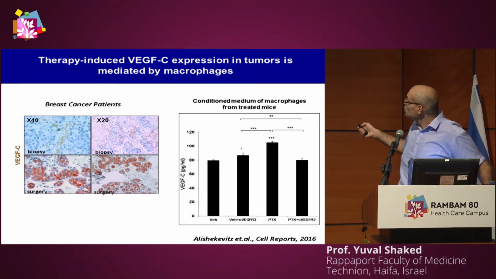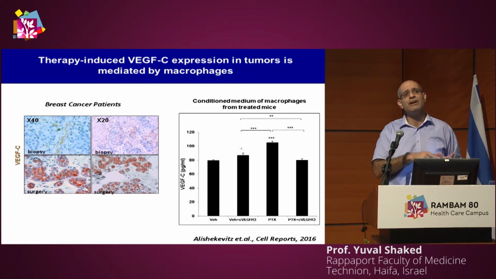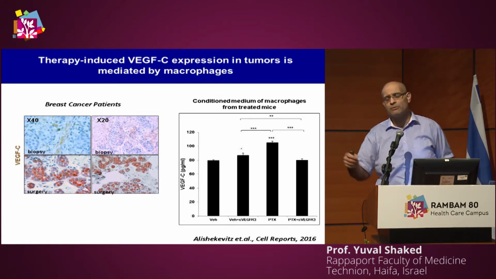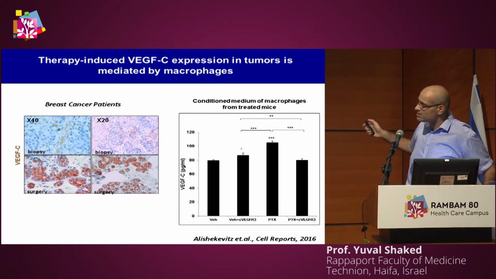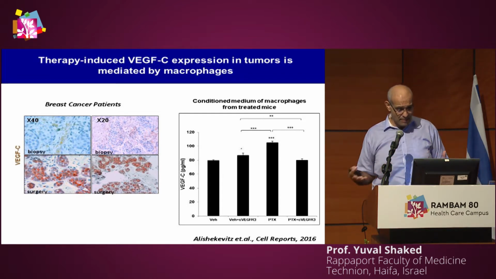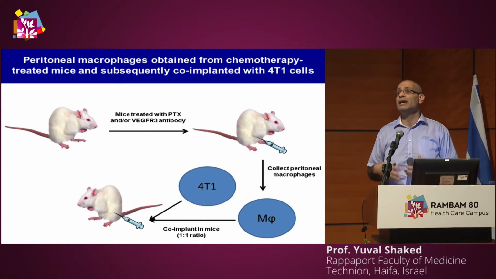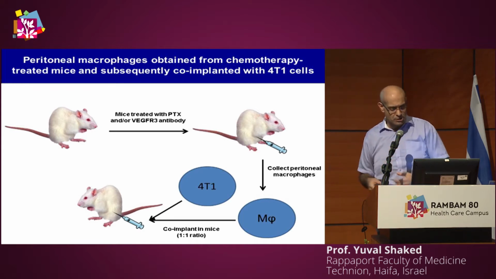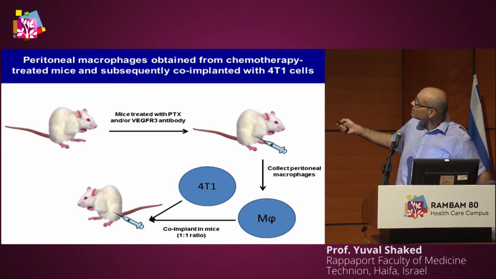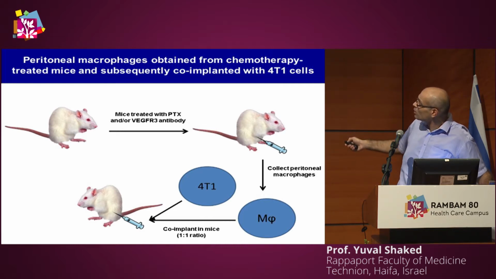And when you use an antibody blocking VEGF receptor 3, which is the major receptor for VEGF-C, you can actually reverse this effect. So when we looked at these macrophages, we wanted to ask, what happened to the macrophages that underwent a phenotype switch? So we took mice, we treated them with paclitaxel or anti-VEGF receptor 3 blocking antibody. We collected the macrophages from the abdominal cavity of the mice, and now we inject these macrophages along with 4T1, which is breast cancer cells, the triple negative breast cancer cells, into naive mice.